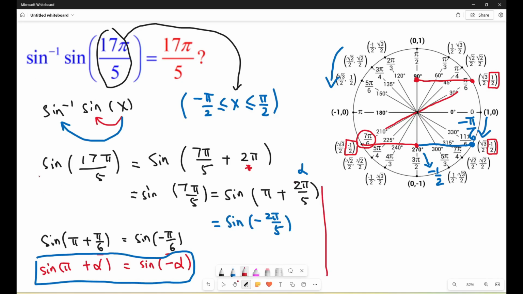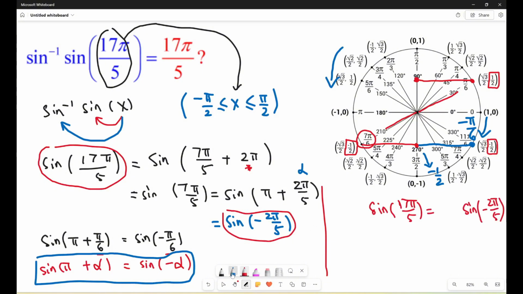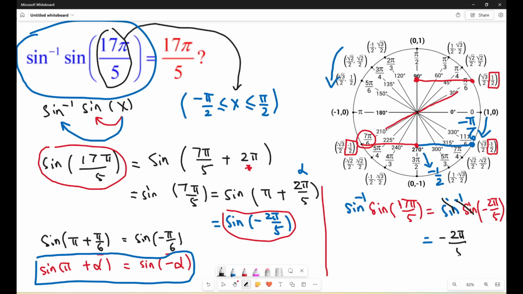Now finally, I have this equal to this. I'm going to take sine inverse of both sides, and this turns out to be this right here. So these cancel out, and the answer is negative 2 pi over 5. Negative 2 pi over 5 is inside this range, and it's a good time to stop.